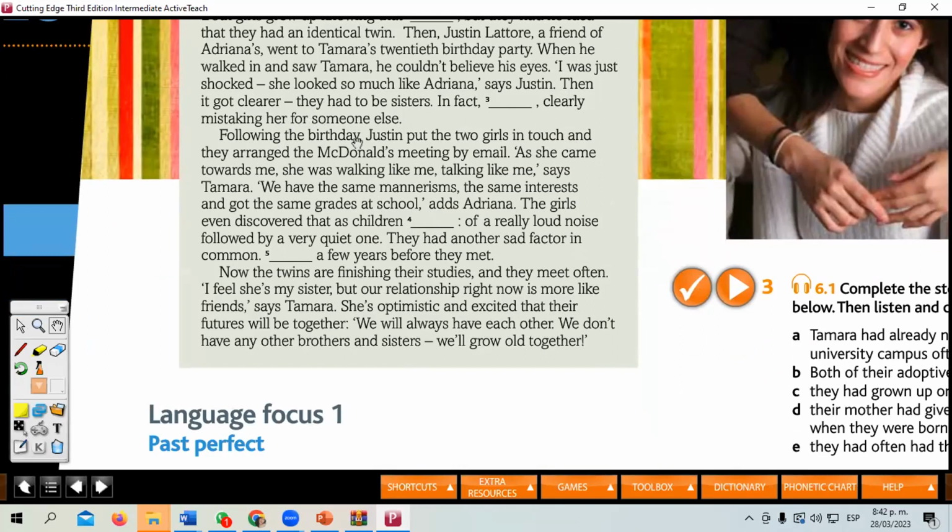Following the birthday, Justin put the two girls in touch and they arranged the McDonald's meeting by email. As they came towards me, she was walking like me, talking like me, says Tamara. We have the same mannerisms, the same interests, and got the same grades at school. All right, you can stop right there. Thank you. Please continue, Xiomara.